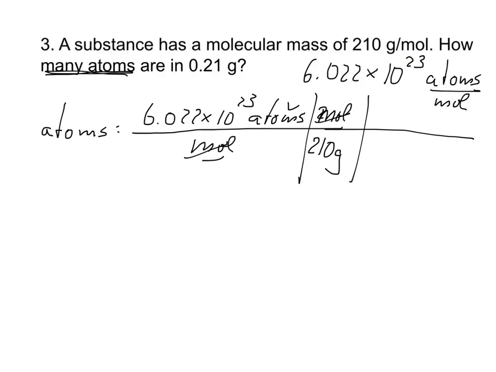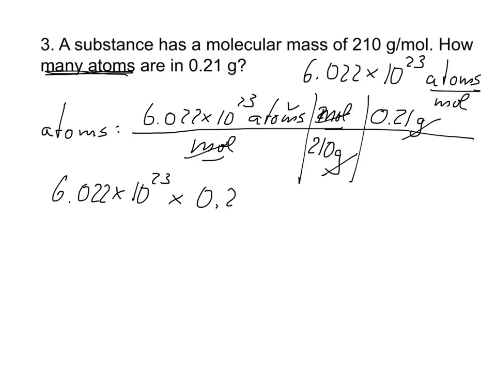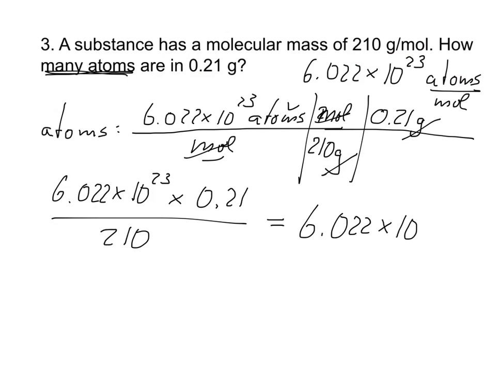Now we want to get rid of the grams. Do we have anything with grams? Yes, we've got grams here. So we put it so that the unit cancels out. So we have 0.21 grams. And what we see is that the grams cancel out. And we have 6.022 times 10 to the 23 times 0.21 divided by 210. And if we put that in the calculator, we get 6.022 times 10 to the 20 atoms.